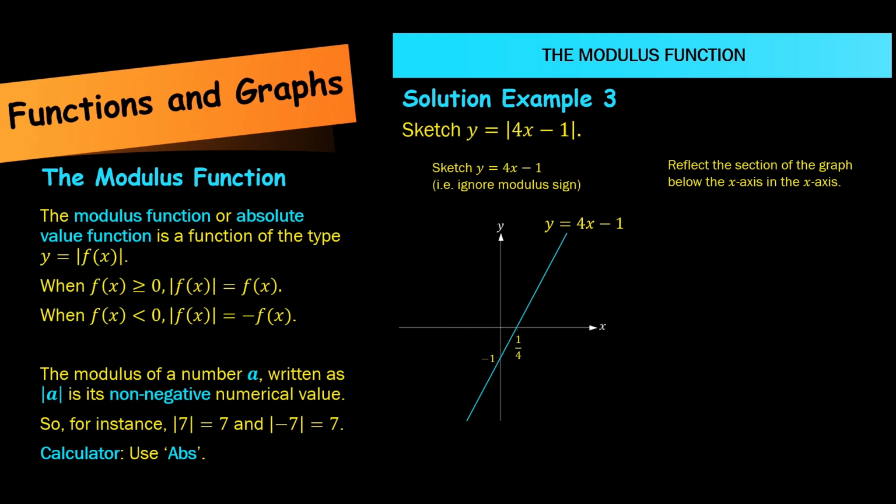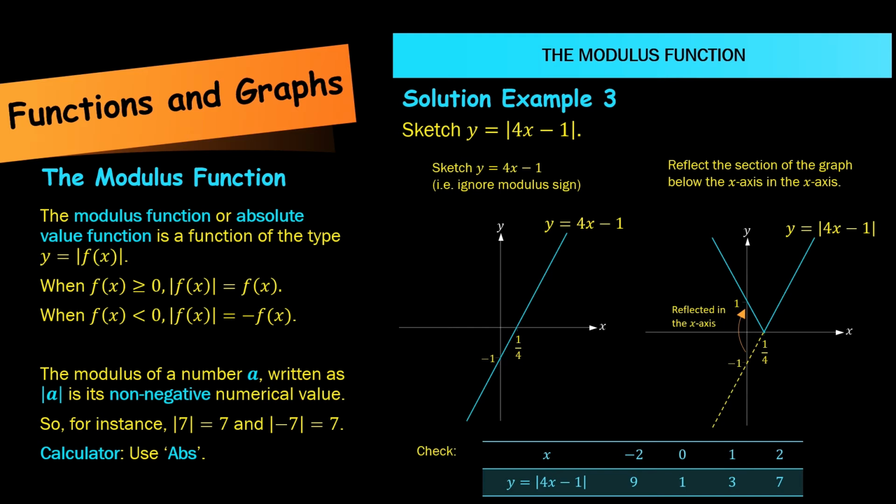Next, reflect the section of the graph below the x-axis in the x-axis. So here's the bit which is below the x-axis, highlighted with a blue dotted line. We're going to reflect this in the x-axis, as shown, to give us y equals mod 4x minus 1. You can check that this is correct by plugging in a few values, as shown.